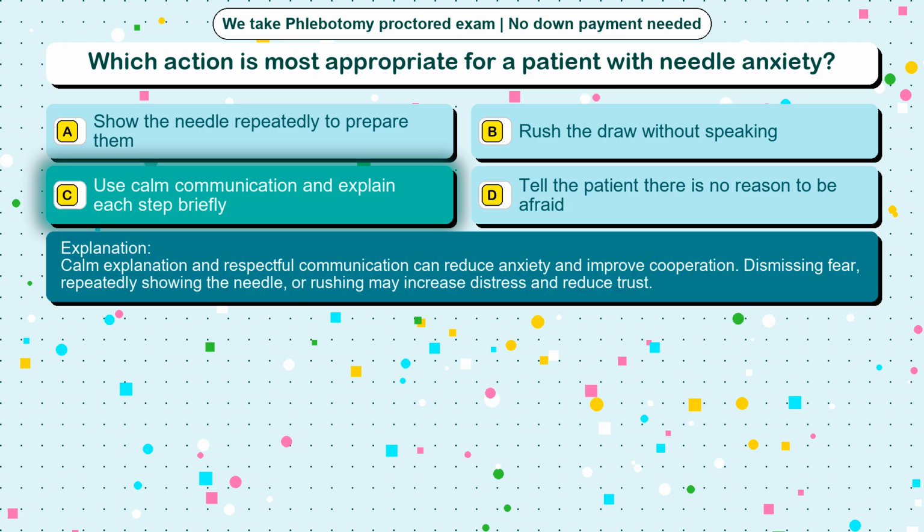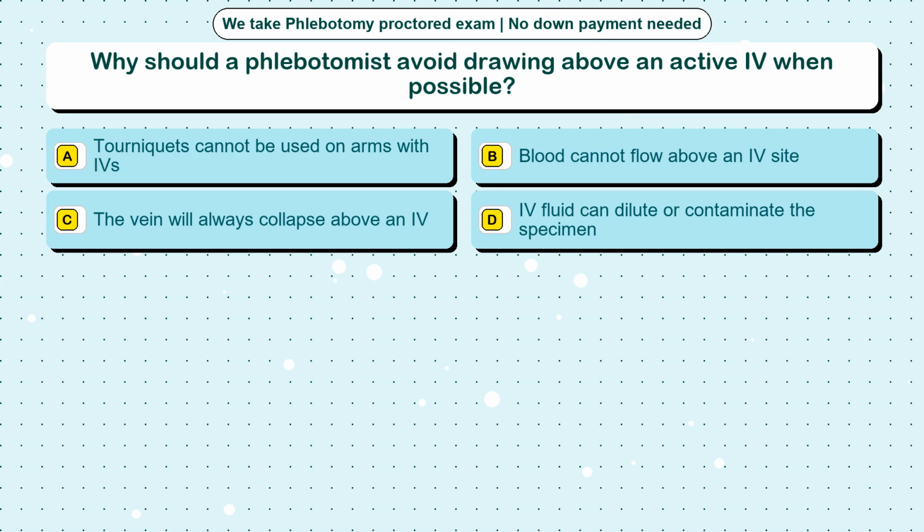Calm explanation and respectful communication can reduce anxiety and improve cooperation. Dismissing fear, repeatedly showing the needle, or rushing may increase distress and reduce trust. Question 14. Why should a phlebotomist avoid drawing above an active IV when possible?